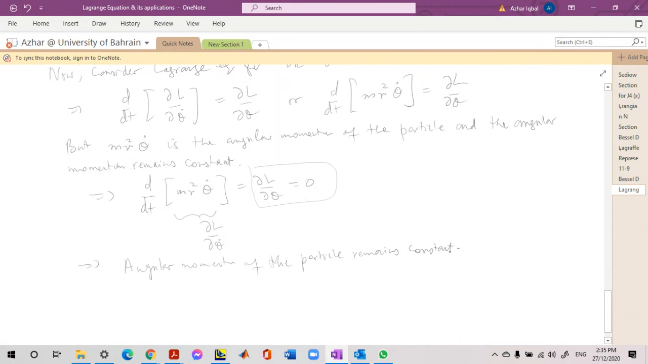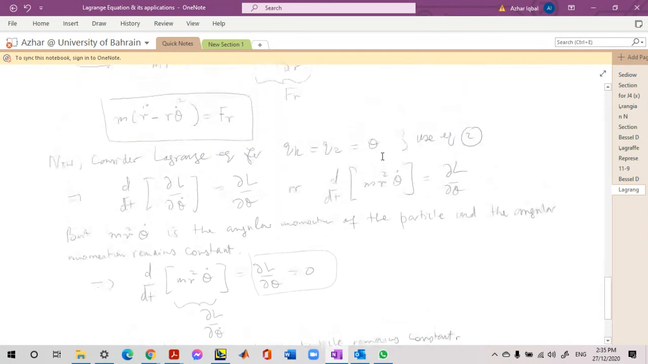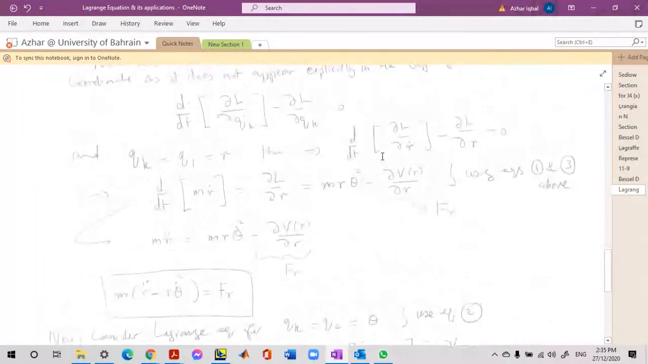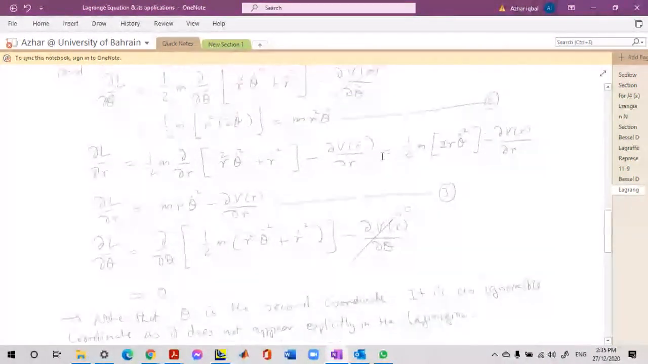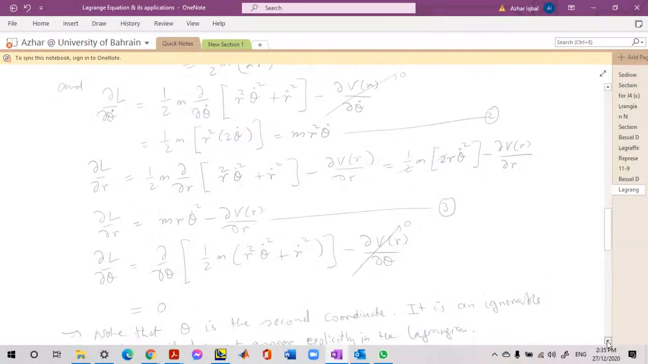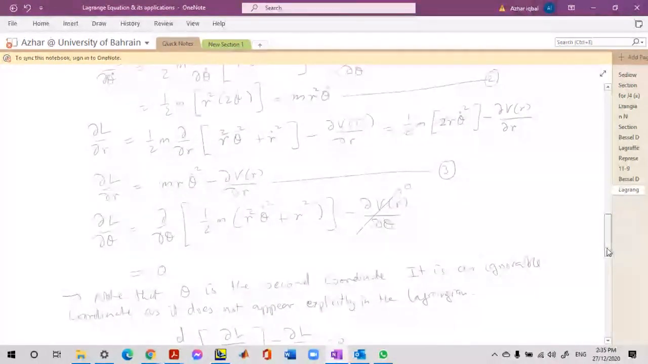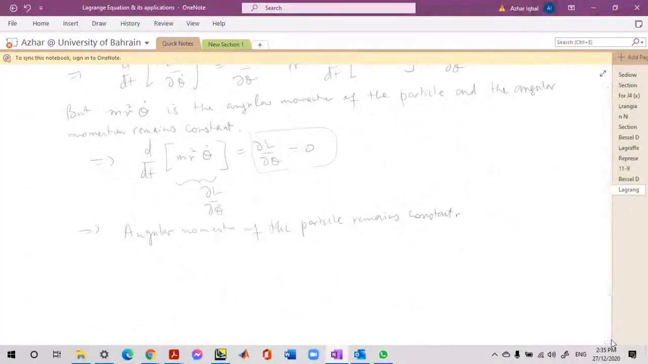Right, so these are the two conclusions from applying the Lagrange equation to the analysis of a particle moving under the influence of a central force, right? And now we consider another application of this Lagrange equation, which is the Atwood machine.